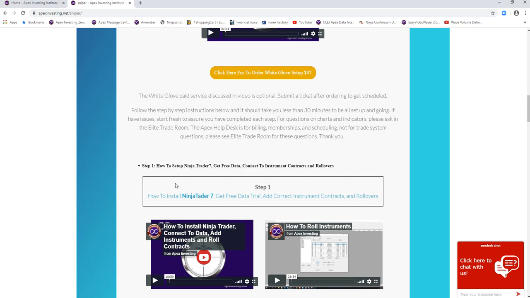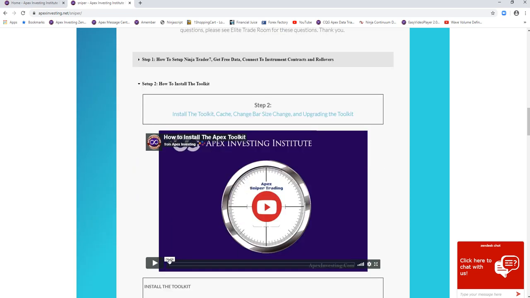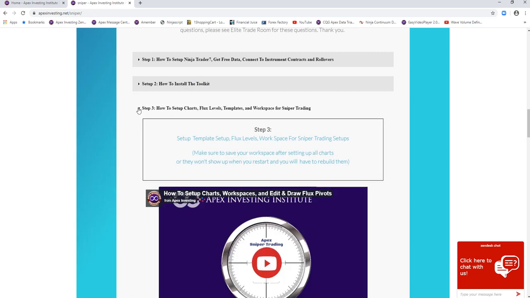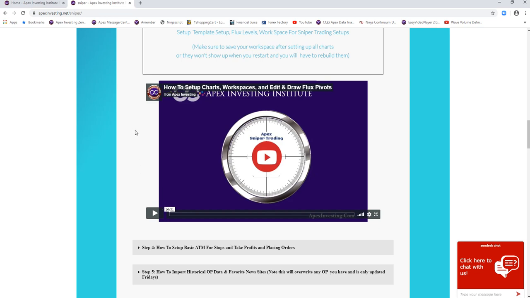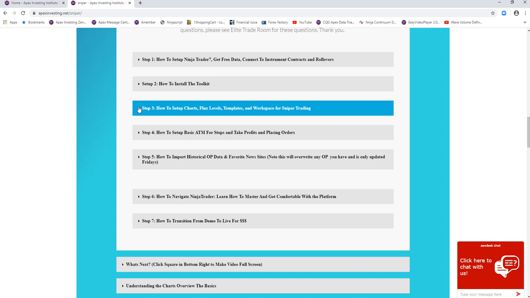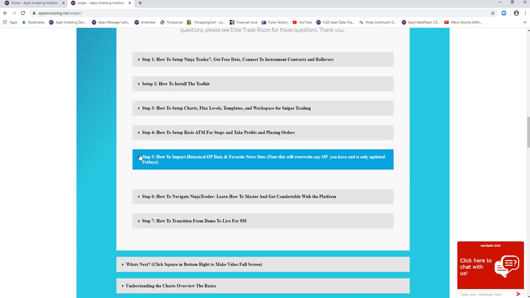Download NinjaTrader, click this button, do this, you got it. Install the toolkit, a 6-minute video: download, install, put in a username and password, you're done. Here, how to get your charts, walk through there, 16-minute video. How to set up your charts, that way you have everything that all the other traders in the elite trade room have. This right here shows you how to set up an ATM to place orders. If you want to get historical data, you can do that right here.